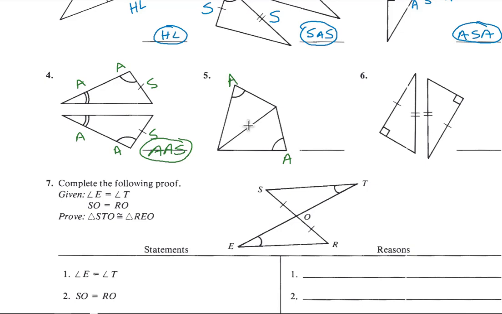Looking at number 6, it's a right triangle, and we can see that the two hypotenuses match and the two sides match, but it's not really hypotenuse leg. Oh yeah, I guess we could say it's hypotenuse leg.